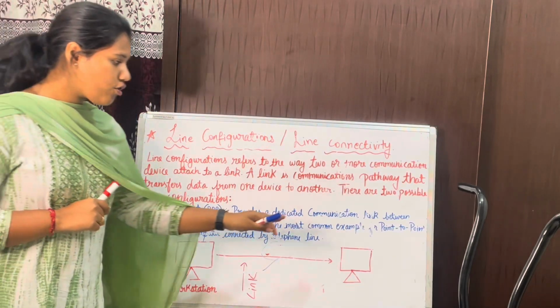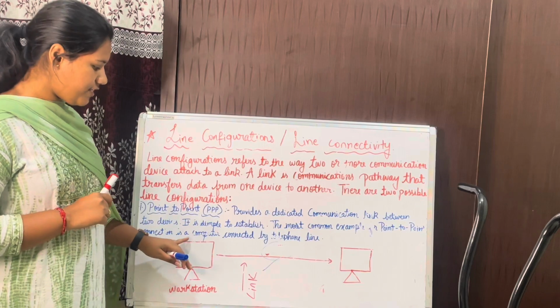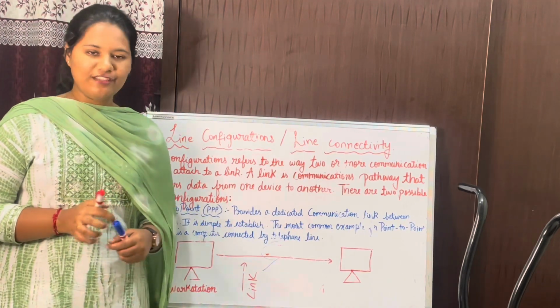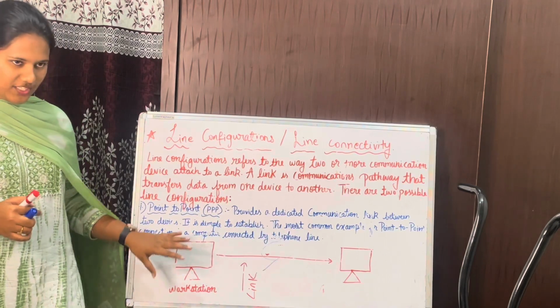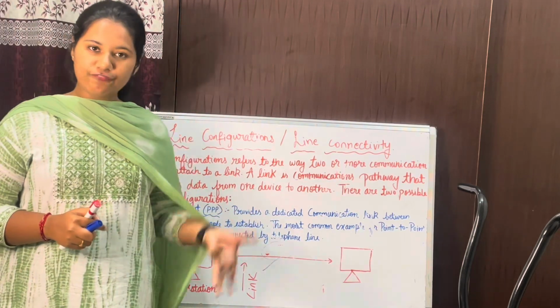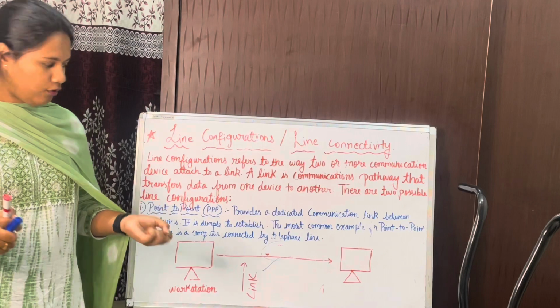Now, the most common example of point-to-point connection is a computer connected to a telephone line. So, in olden days, these computer workstations were connected by telephone lines.